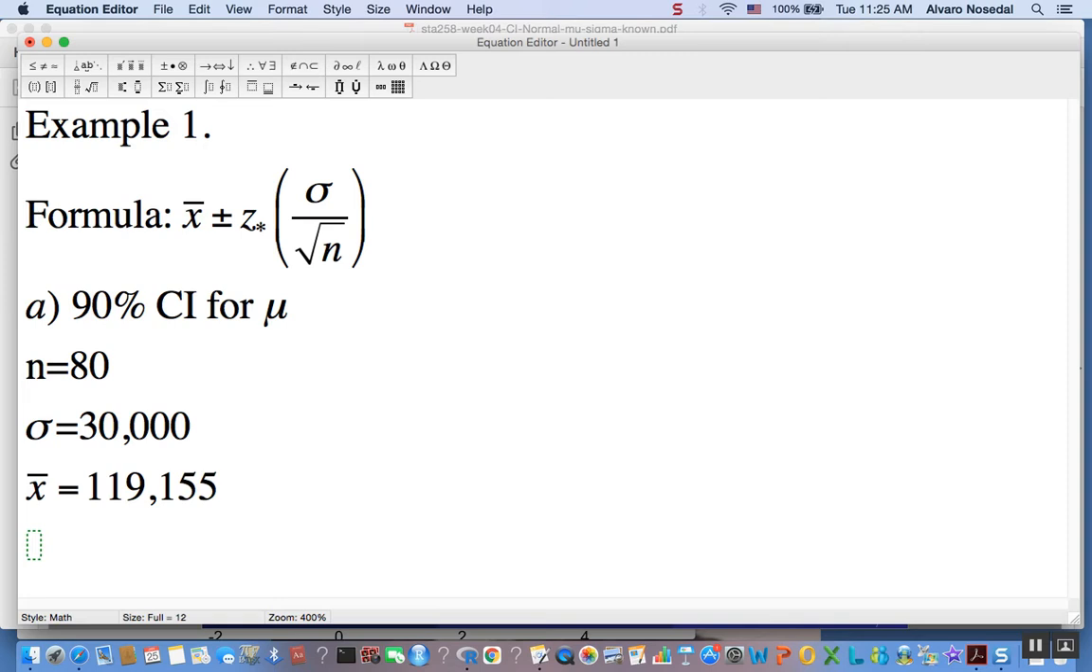Now let me introduce something that maybe you'll see in other textbooks, alpha. Remember that what we want is a 90% confidence interval. So the confidence level is given by 1 minus alpha, and it's going to be 0.9, which implies that alpha is 0.1.